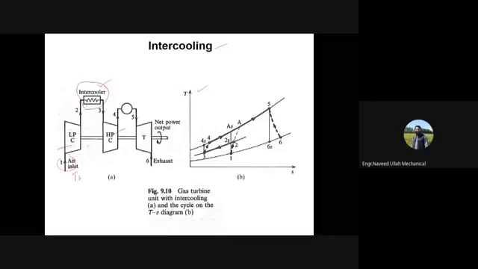Hello. Cooling, so here at state 1 it comes, let's say for example here we are having T1 and P1. Sir, the sound of the intercooling was not coming. Is it coming now? Yes sir, your voice will work now. I will repeat, okay.